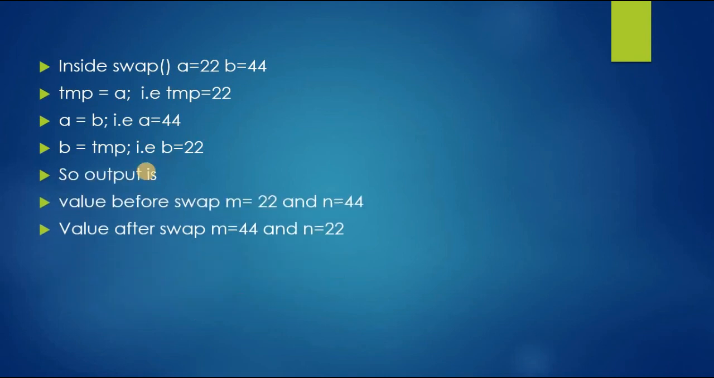So we got the output for this program. The values before swap: m is equal to 22 and n is equal to 44. The values after swap: m is equal to 44 and n is equal to 22. This is how we got the output for swapping the numbers by using call by reference.